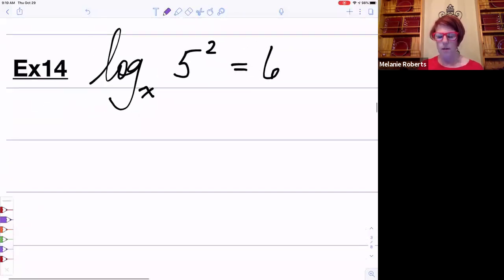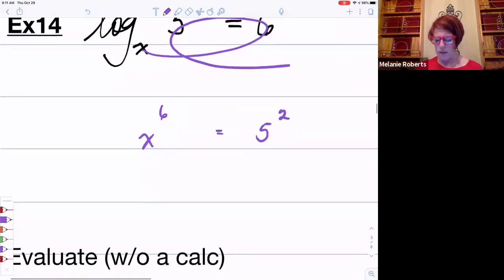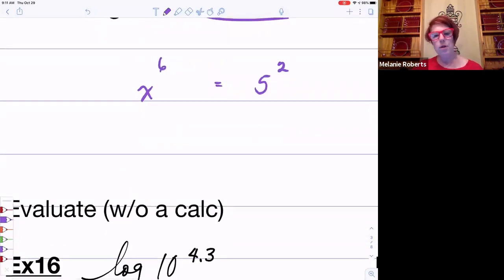All right, number 14, let's use those exponential rules here. Let's turn it into an exponential. So we have x to the 6th power is equal to 5 to the 2nd power. Now, the goal is to get x alone. And so you could take the 6th root of both sides. Don't write this down because I'm going to erase it. I could take the 6th root of both sides, but the 6th root is the same thing as raising to the 1/6 power. So that's what I'm going to do.